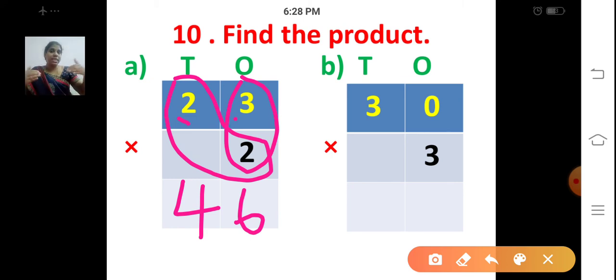So that's a big number. Can you multiply all together? No, right? So we'll do this vertical method of multiplication. First, we'll multiply these two numbers.